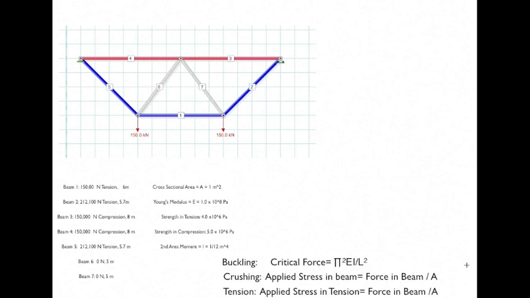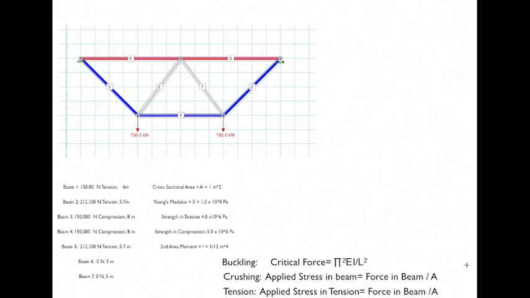To verify whether it passes in buckling, we examine the critical force. The critical force is equal to pi squared times Young's modulus times the second area moment divided by the length squared. If the force transmitted through the beam in compression is greater than this value, it fails. If it's smaller, then it passes.